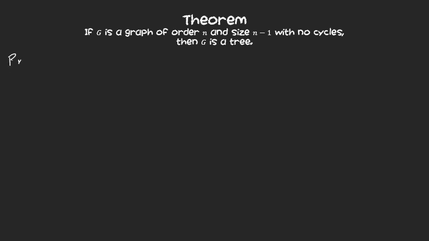So here I'll just kind of sketch this one out. You can look at the book to see all of the details. So what's the deal here? Well, I'm going to assume I have a graph of order n and size n minus 1 and that it contains no cycles. In order for this to be a tree, remember a tree is a graph with no cycles that's connected. So if I can prove that the graph is connected, then it must be a tree.